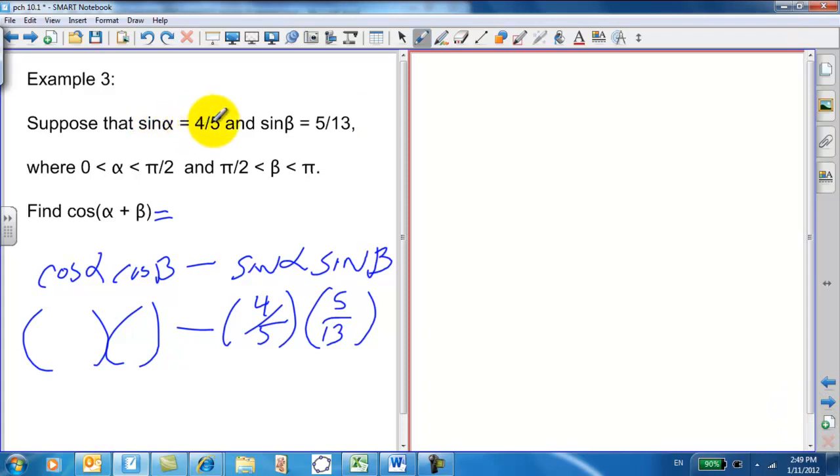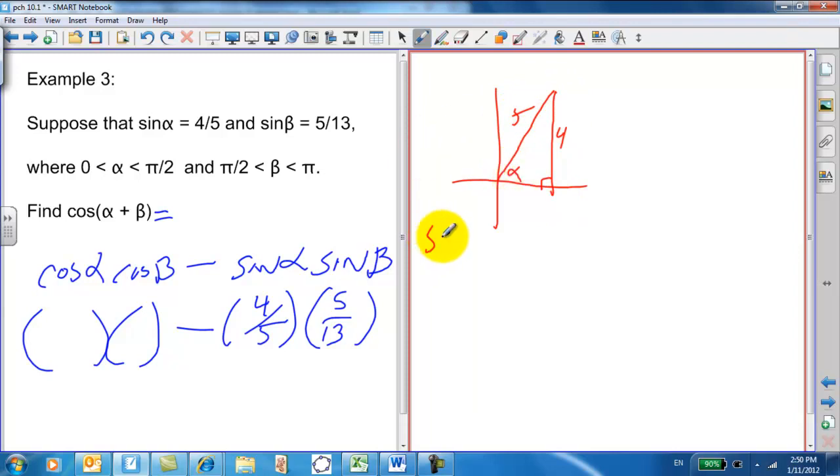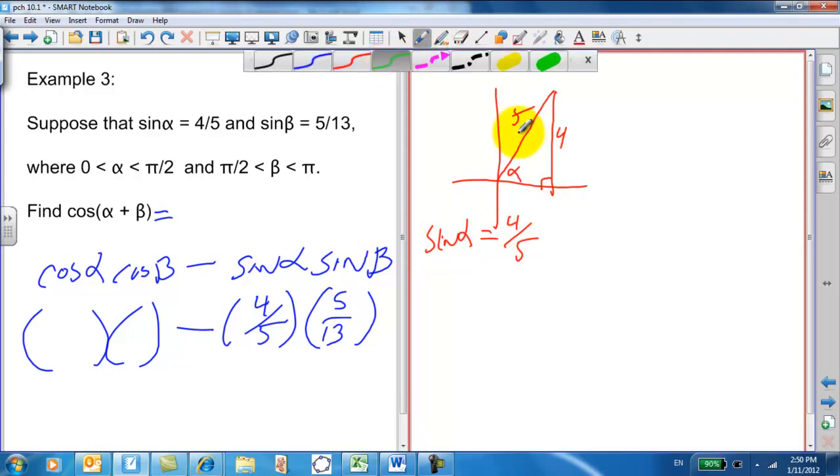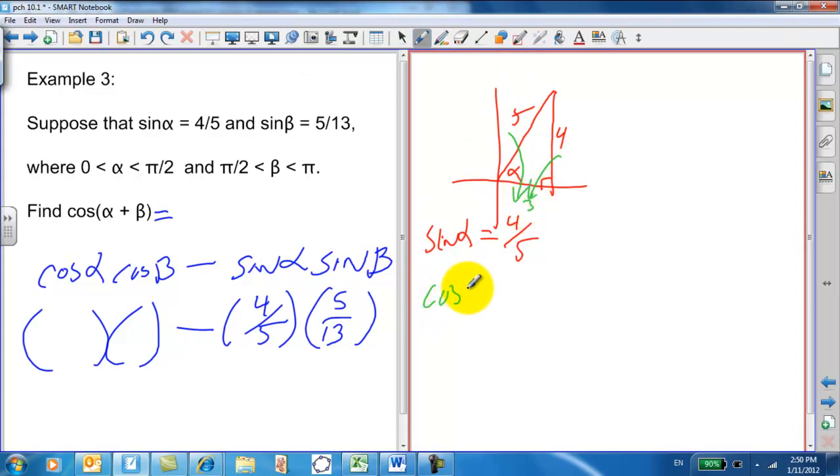Because the sine of alpha is 4/5. So let's make a diagram here. Sine of alpha is 4/5, and it's in the first quadrant. So that means the hypotenuse is 5 and the height is 4. So there's alpha. Sine of alpha equals 4/5. So then we can use those two ideas to come up with 3, the other part of that Pythagorean triple. So the cosine of alpha is 3/5, and we can fill that in over here. 3/5.